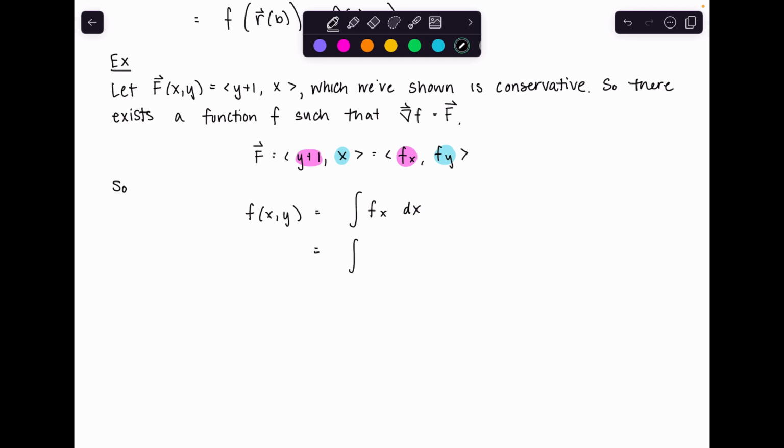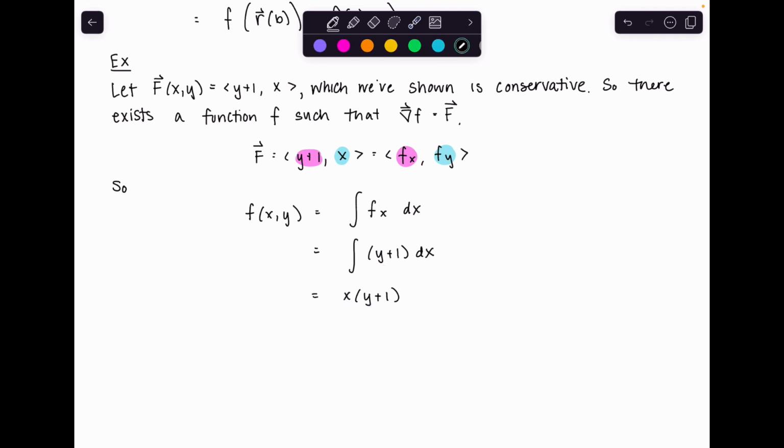Okay. So if I integrate y plus 1 with respect to x, that's finding the antiderivative. If you think about that, the inside is really just a constant with respect to x. So it's like you're integrating 1 overall. You just get an x attached to it. You can check the derivative of this with respect to x is, well, that derivative is 1, so you just get y plus 1.